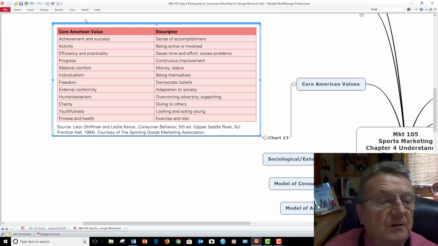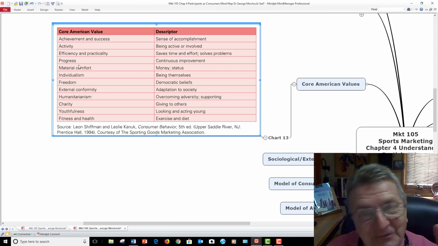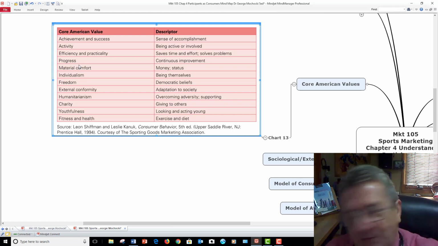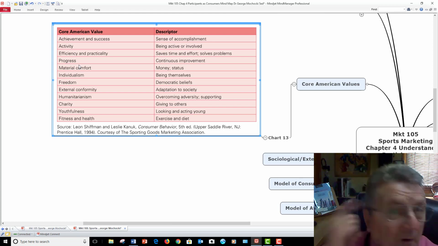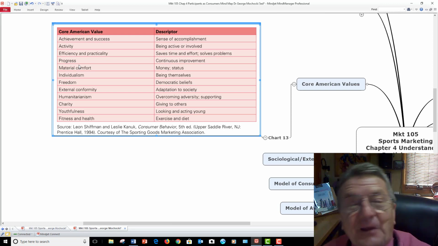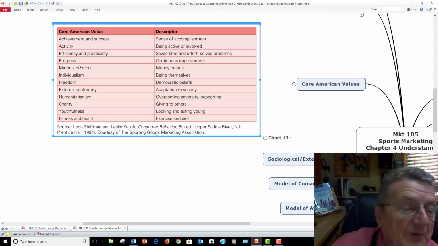Okay, and so look, American core is achievement, activity, efficiency, partiality, processes. Remember, English is my second language, and I'm a little dyslexic, so if I pronounce the words wrong, Dr. George, I know them, read them. Those of you who speak another language, you know exactly what I'm talking about.